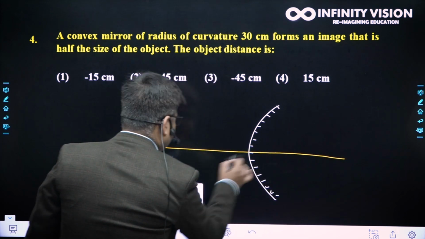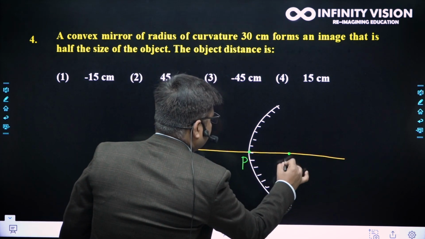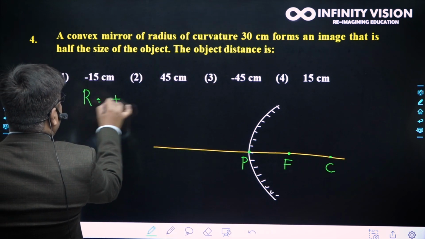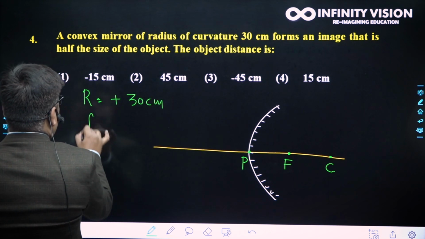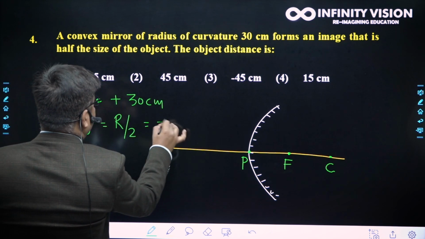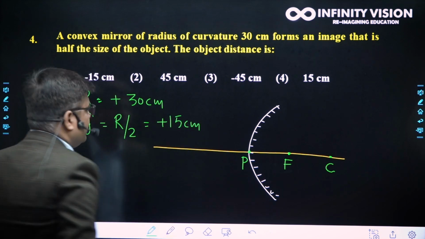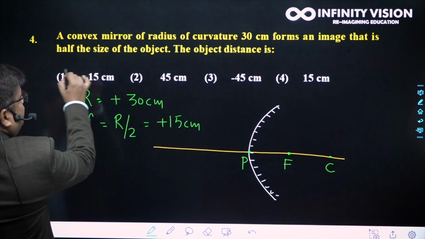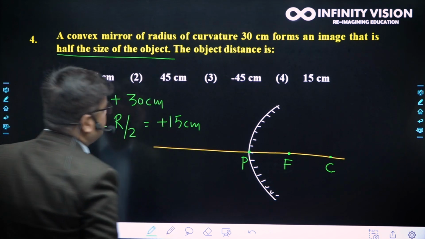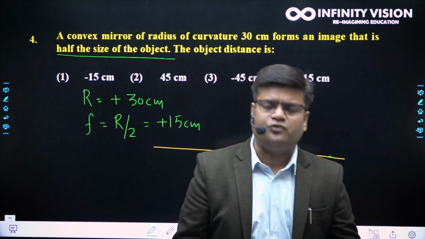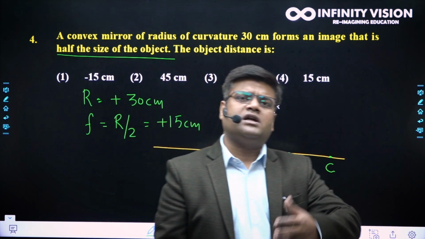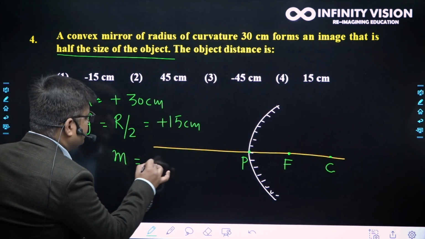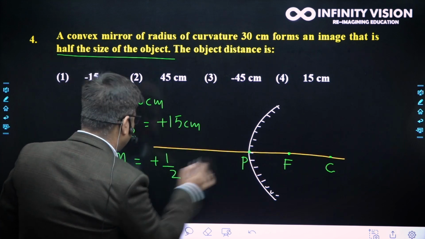So we already know that in case of convex mirror, this is pole, this is focus, and this is center of curvature. So radius of curvature is given as plus 30 centimeter. So focal length will be R by 2 equal to plus 15 centimeter. The focal length of convex mirror is positive. Now, regarding image, the information is given that image size is half the size of the object. We know that in case of convex mirror, always a virtual image is formed and the image is erect and smaller than the object. So the magnification of the convex mirror is plus half. We can write plus half because it is an erect image.